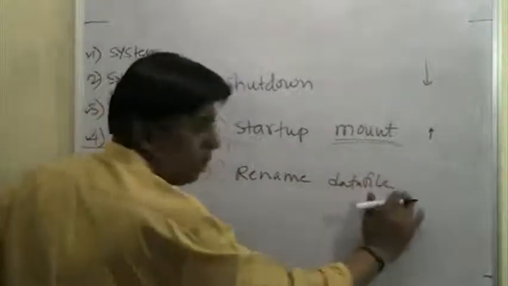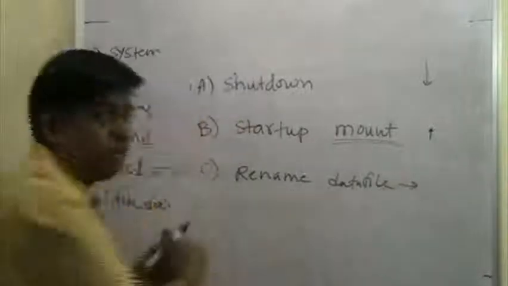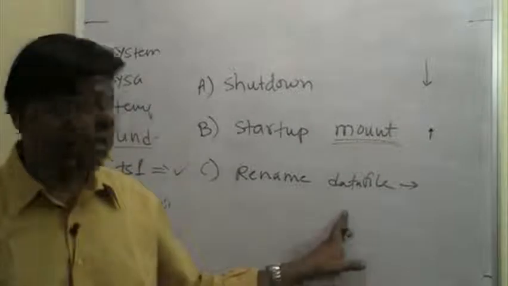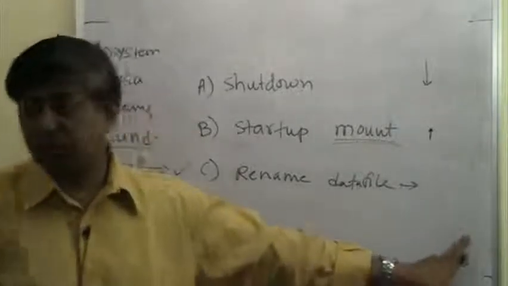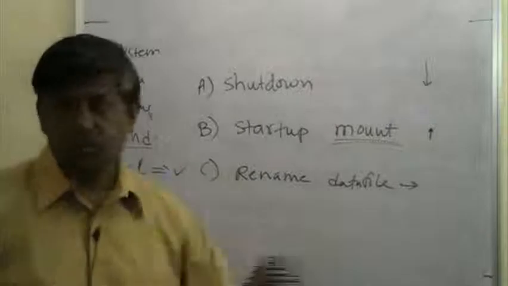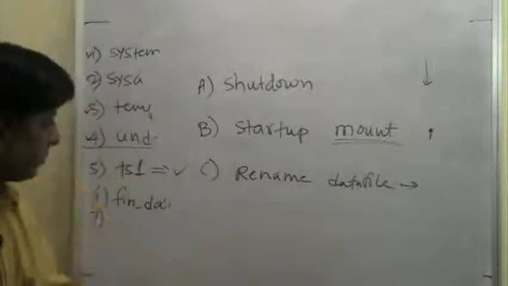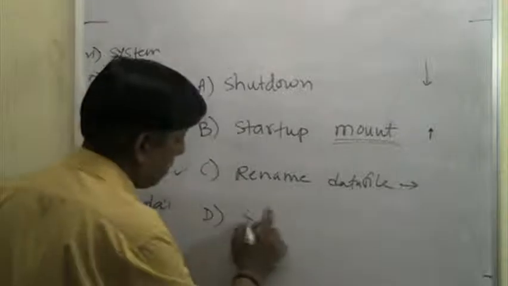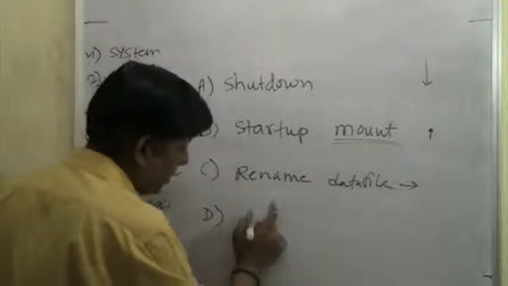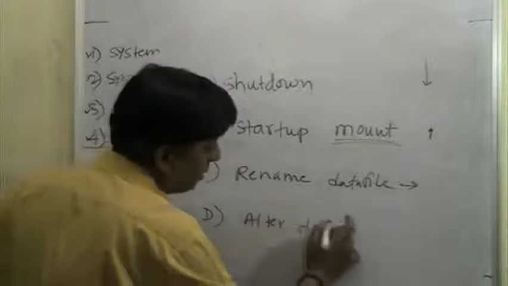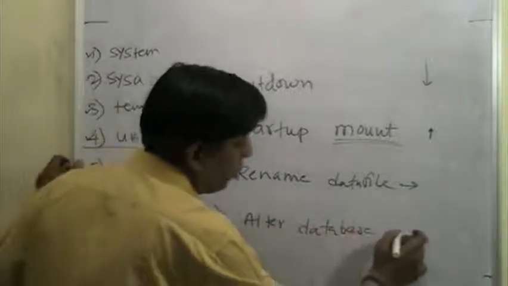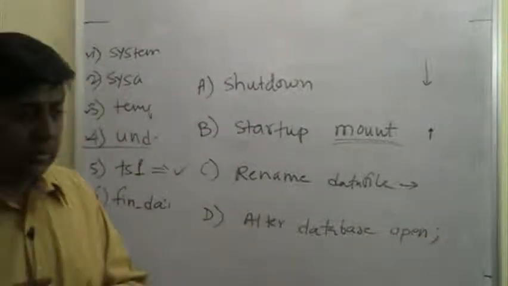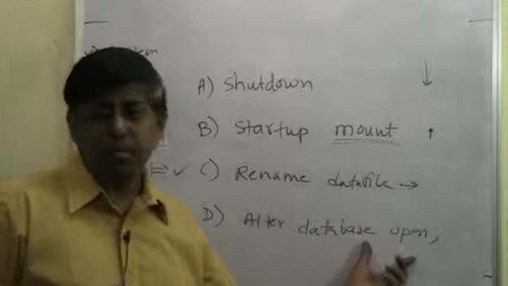Now I'm not going to write the whole command for renaming this, but the command is the same as the earlier command that we have seen. ALTER DATABASE RENAME DATAFILE, the name of that data file which belongs to the system tablespace, TO something else. Okay, and then after that, D is, you just say ALTER DATABASE OPEN.